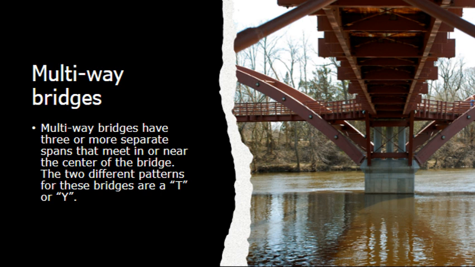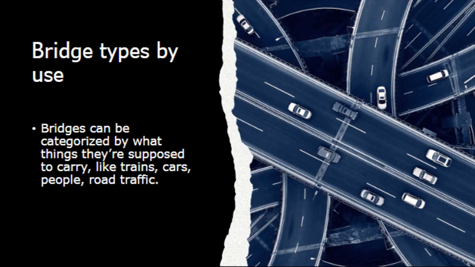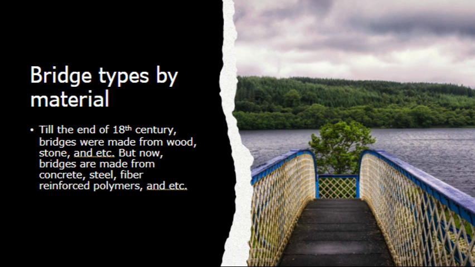Multi-way bridges. Multi-way bridges have 3 or more separate spans that meet in or near the bridge. The 2 different patterns for these bridges are a T or a Y. Bridge types by use. Bridges can be categorized by what they are supposed to carry, like trains, cars, or people.